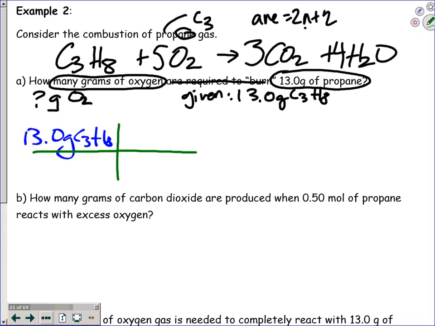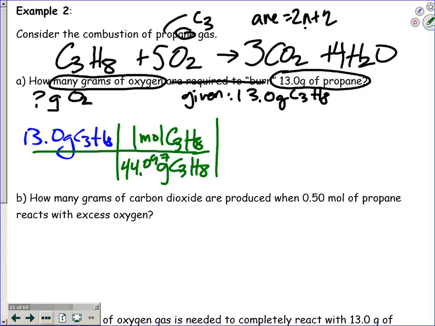What goes on bottom? So you got that for me? 44.097 it is. Okay, so that's 3 carbons, which each weigh about 12. So that's 36. Plus 8 is about 44. So someone got real specific. Thank you. What goes on top? 1 mole of propane. Remember, it's always 1 mole of the thing until you get to mole ratios. That's the only time you change the mole number.